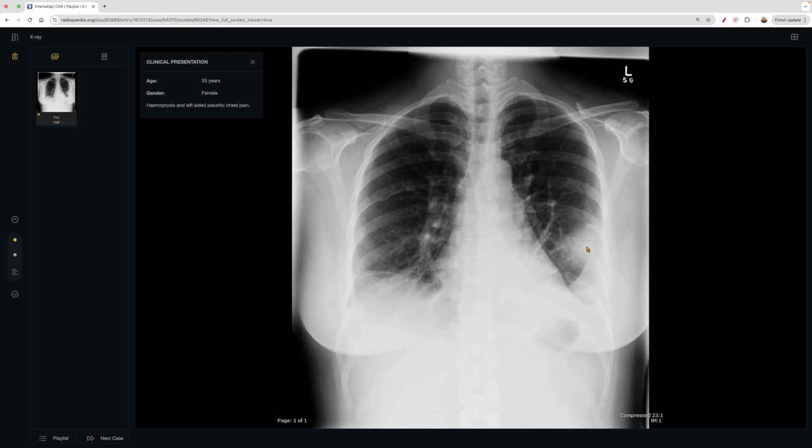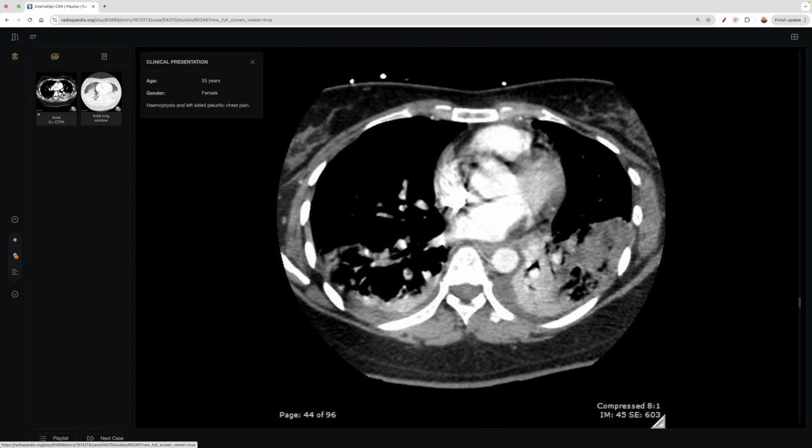So consolidation, remember the differential for this was what? Pneumonia, pulmonary hemorrhage, ARDS, or pulmonary edema. Certainly not ARDS or pulmonary edema. It's just not the distribution for it. Is it a consolidation? Maybe. Hemoptysis, left side pleural chest pain could be. I think further imaging may be warranted, and that's exactly what they did.